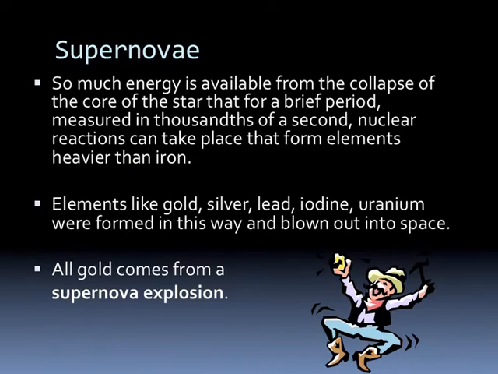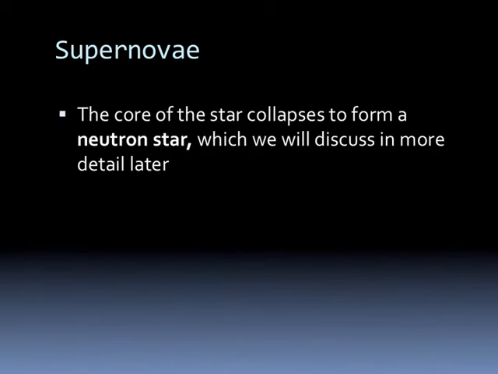Now, so much energy is available from the collapse of the core of a star that for a brief period, measured in thousandths of a second, nuclear reactions can take place that form elements heavier than iron. Elements like gold, silver, lead, iodine, uranium were all formed in the few thousandths of a second during a supernova explosion and blown out into space. All gold comes from a supernova explosion. The core of the star collapses and forms a neutron star, which we'll discuss in just a few minutes.